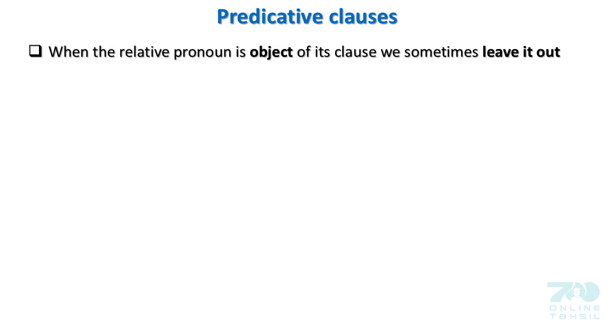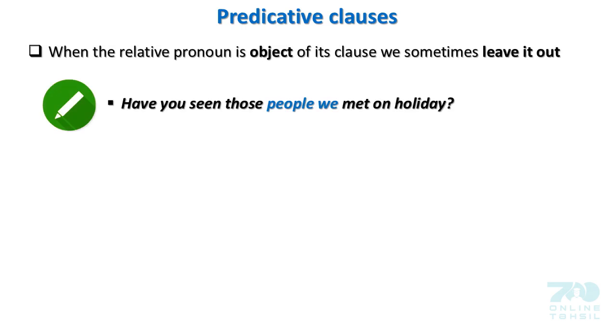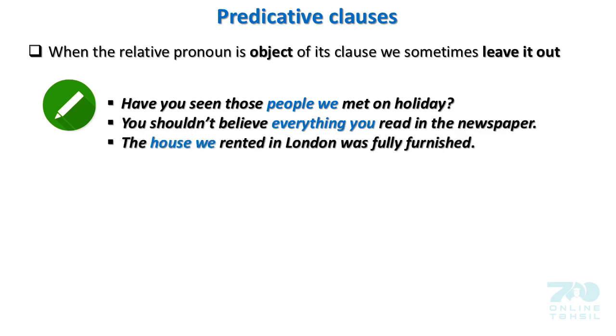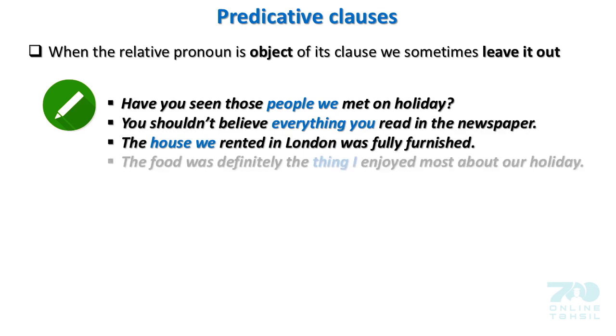When the relative pronoun is object of its clause, we sometimes leave it out. Have you seen those people we met on holiday? You shouldn't believe everything you read in the newspaper. The house we rented in London was fully furnished. The food was definitely the thing I enjoyed most about the holiday.